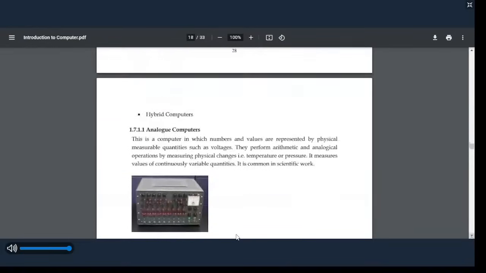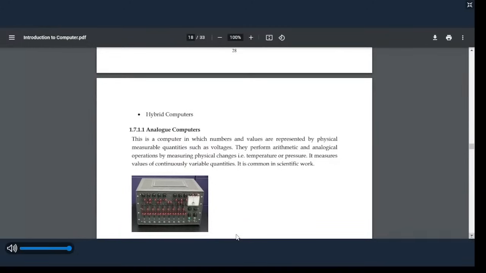Analog is a computer in which numbers and values are represented by physical, measurable quantities such as voltages. They perform arithmetic and logical operations by measuring physical changes, temperature, or pressure. It measures values of continuous variable quantities. It is very common in scientific work, and you can see the diagram of analog things like odometers. They use analog computers. So that is very important.